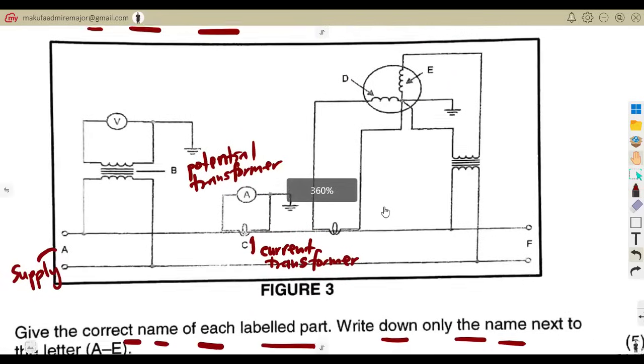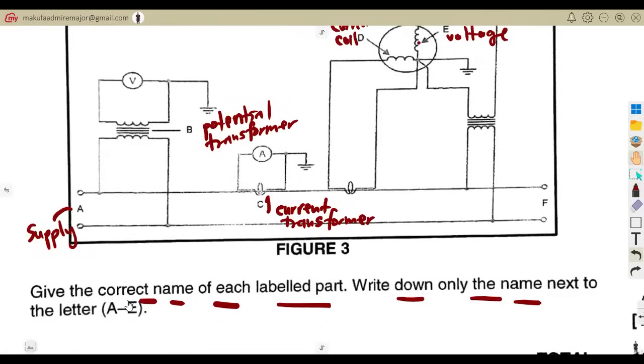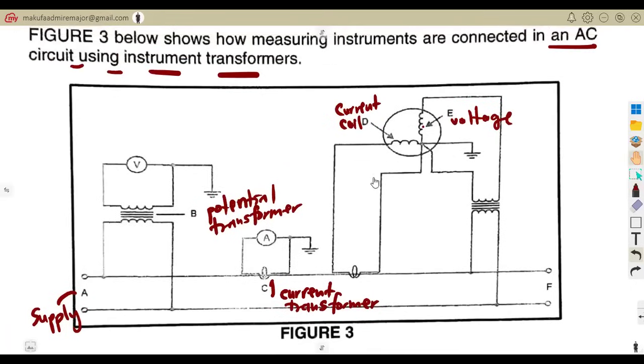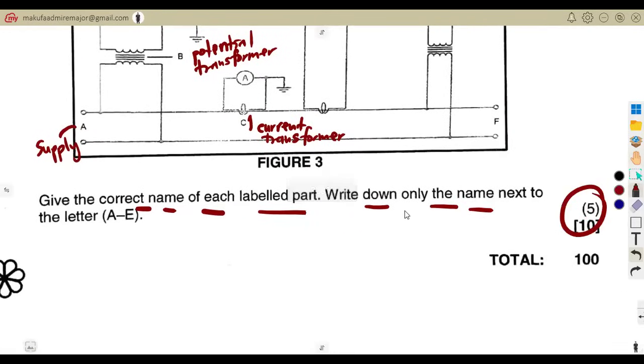Then we also have D. In this case, D represents this part. There are two coils. D is the current coil, the one that is inner. And E is our voltage coil. There are two coils, as you can see. So you had to label these parts A to E. As illustrated there for this question, you're going to get 5 marks and 10 marks for the whole of this question, and a total of 100 marks in this question paper.